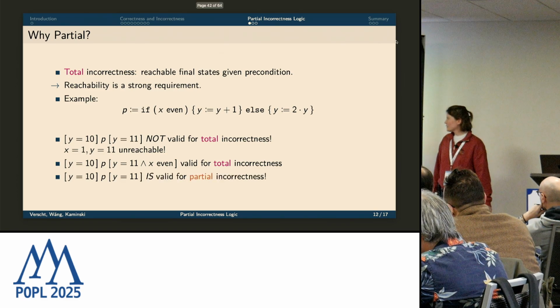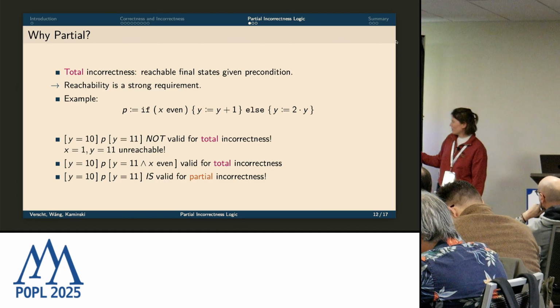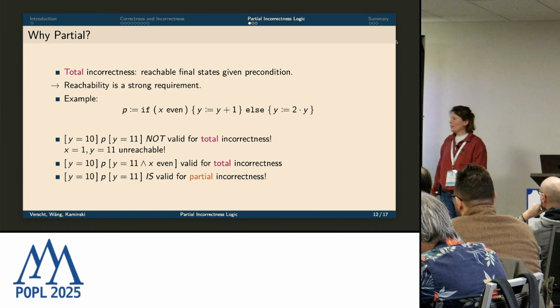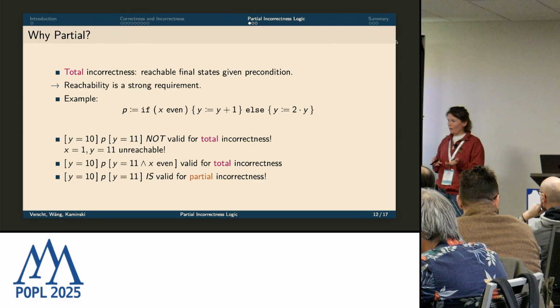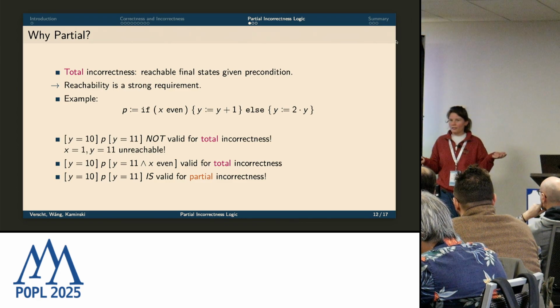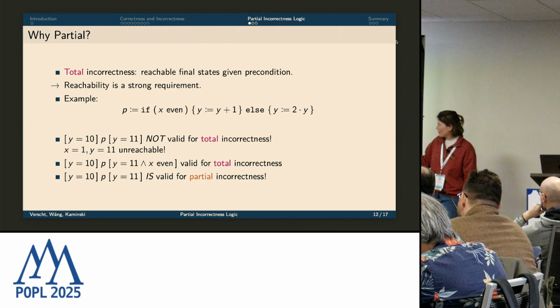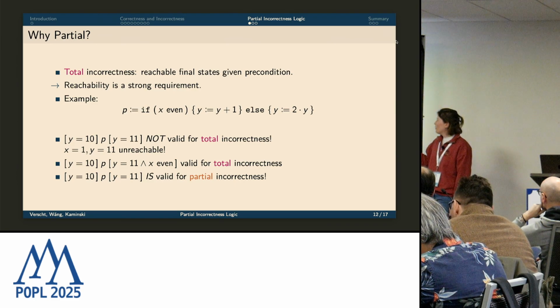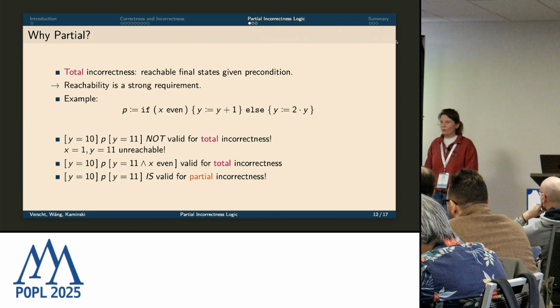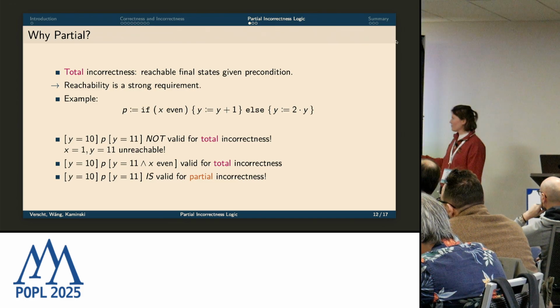So what we propose is to look at partial incorrectness in this case, because it turns out that these counterexample states that we've seen before are not just unreachable from the precondition y equals 10, but they are unreachable from any state, at least assuming integers. Because if we start with an x that is odd, then we must end up in the second branch, so y must be even in the end. So states where y equals 11 and x is odd are just unreachable at all. So this is valid for partial incorrectness.